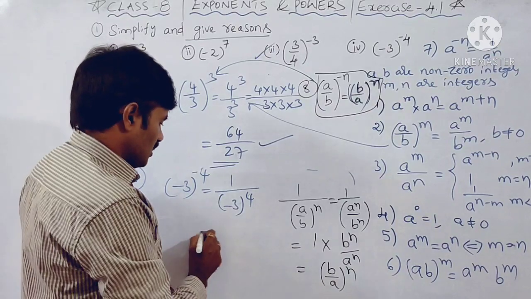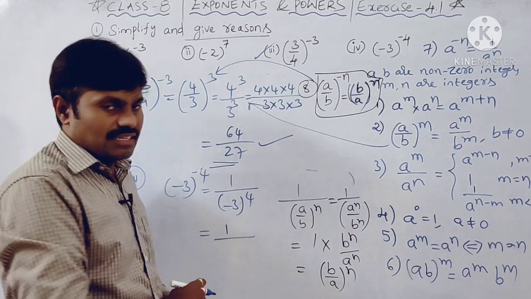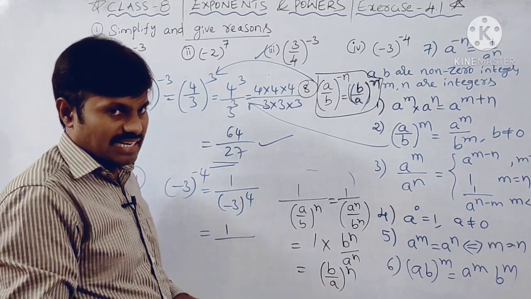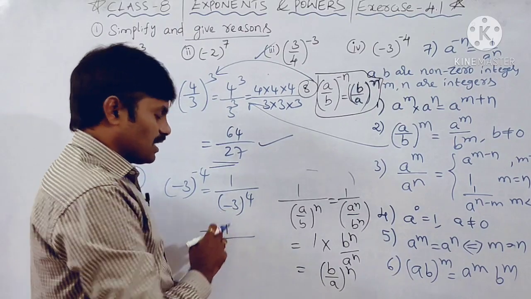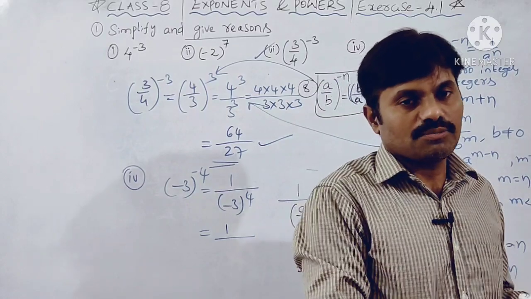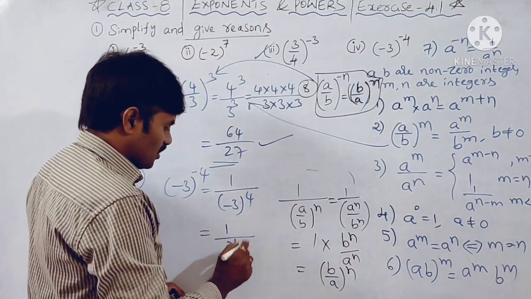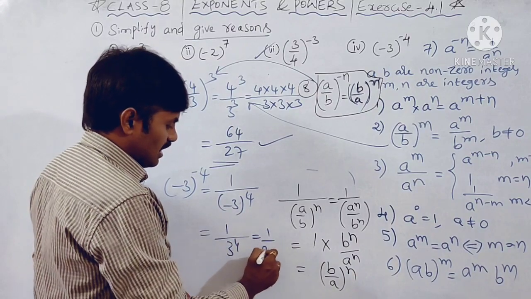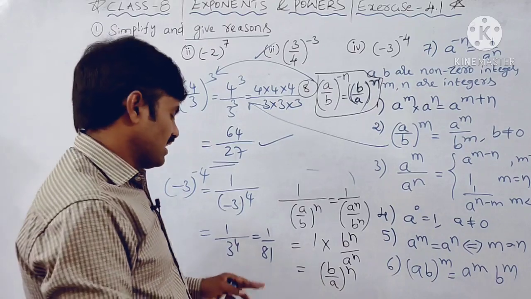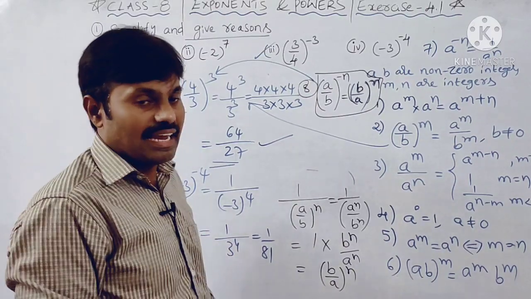Clear? Now here, the base is a negative integer and the power is an even number, so we get a positive integer as the result. Since if you multiply a negative integer an even number of times, you get a positive product. So here we get 3 power 4. We know that 3 power 4 is 81: 3 3s are 9, 9 3s are 27, 27 3s are 81. So what is the final answer for the fourth one? 1 by 81.